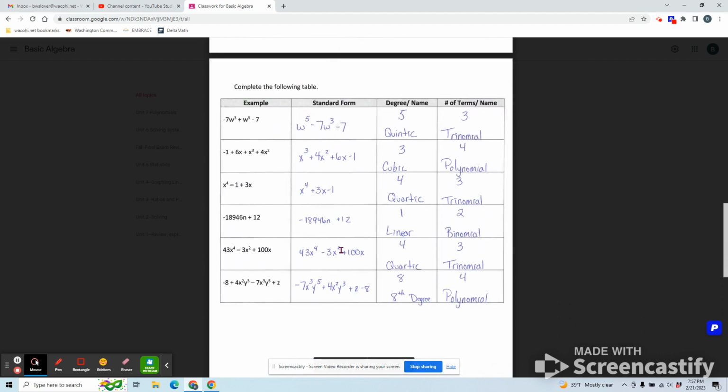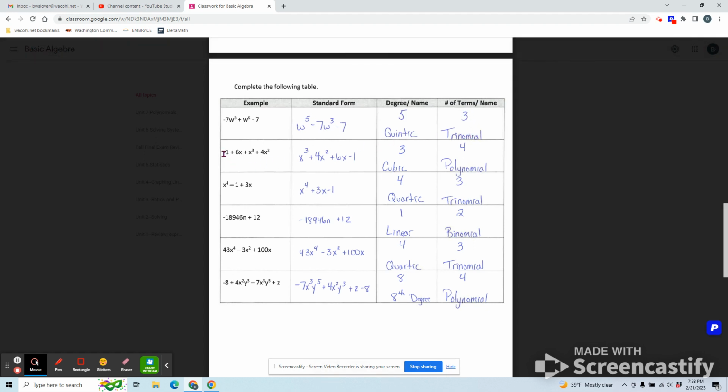So now we're going to combine it all together. We're going to complete the table and answer what it's asking. So here's my example. It's asking for standard form, so I want the largest power, largest degree first, and then the next smallest, and then the next. The degree name is 5, because my largest power is a w to the 5th, so that means my degree is 5, which means it's a quintic function, and it has 3 terms, 1, 2, 3. So we name it as a trinomial.